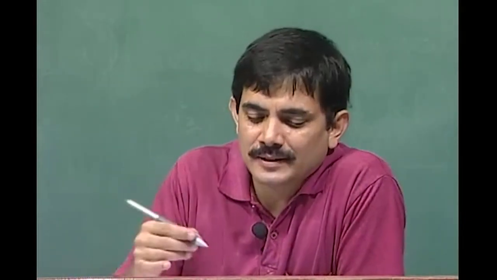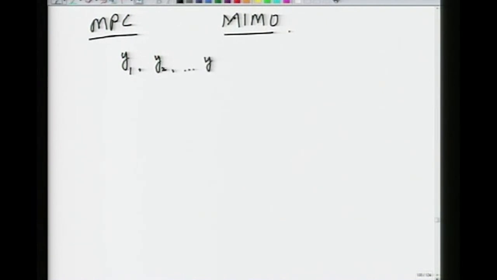One of the advantages of MPC is that it can be readily extended to MIMO systems, multiple input, multiple output. For the time being, let's just consider a square system. If you take a square system, then what you have is output 1, output 2, and let's just say output n.